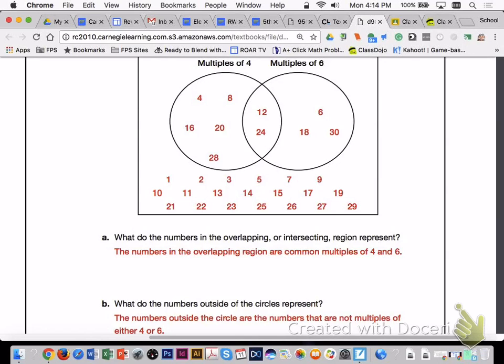This will conclude lesson 1.2 on physical models of factors and multiples. Please let me know if you have any questions. Thanks.